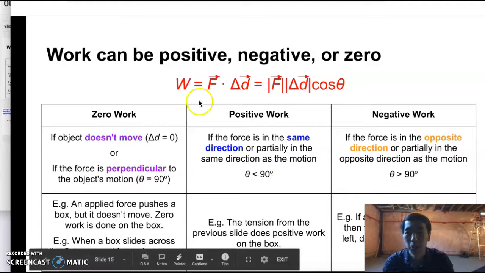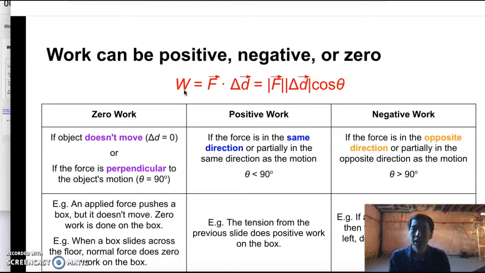So we were talking about work. Work is something done by forces on objects, and a force can do either zero work on an object, it can do positive work on an object, or it can do negative work on an object. And this table is meant to explain which one it's going to be, or how you can tell which one it's going to be.